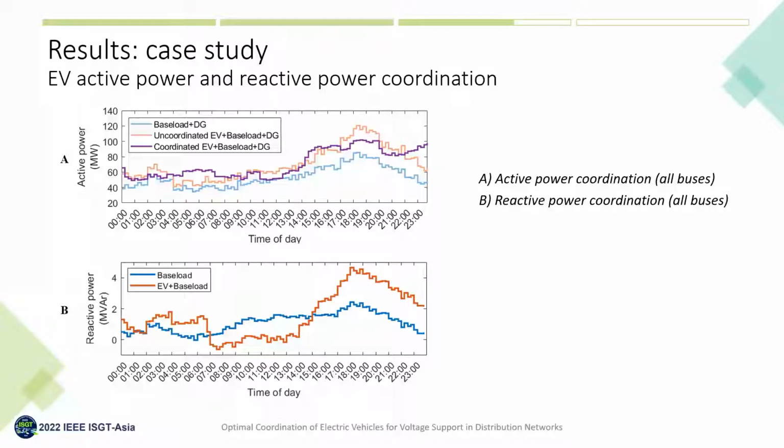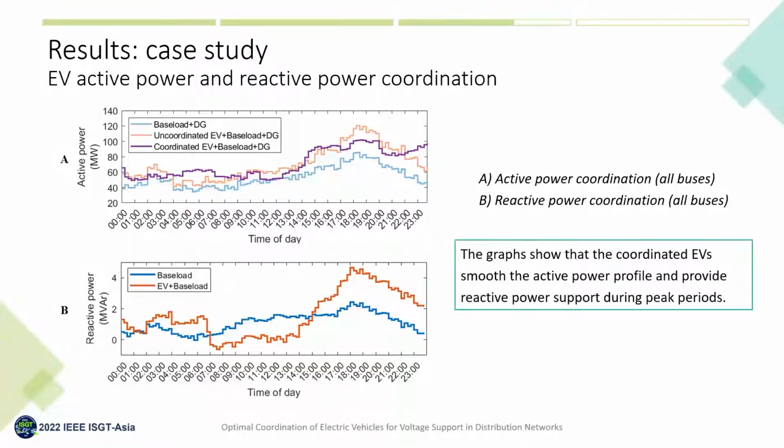In Graph B, the blue plot is the base load and the red plot shows how the reactive power from EV changes the overall profile. The graphs show that the proposed tool can smooth the active power profile and provide reactive power support during peak load periods.